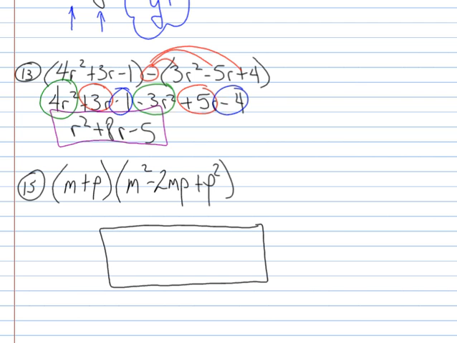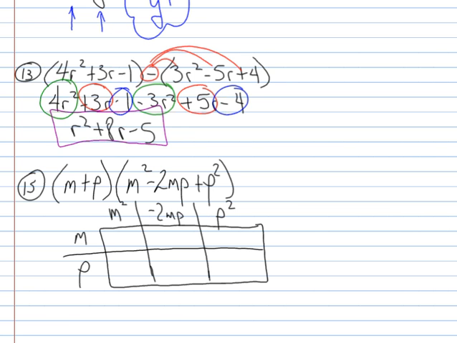You first draw a box. On top of my box here, I'm going to divide it into 3 sections. I'm going to put m squared, minus 2mp, and p squared. Then I'm going to divide my box this way, down the middle, and I'm going to put m here and p here. And now basically all I'm doing is filling in area models.